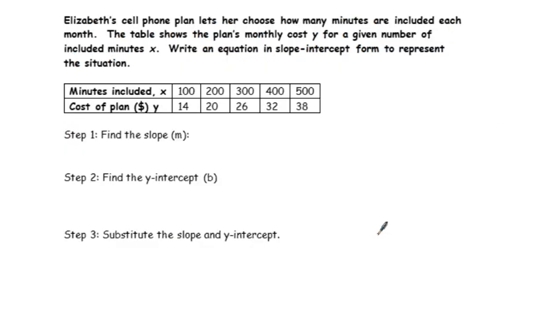All right, so Elizabeth's cell phone plan lets her choose how many minutes are included each month. The table shows the plan's monthly cost, y, for every given number of included minutes, x. Write an equation in slope-intercept form to represent the situation. So the first step they tell us to do here, and this is really a great order, is to find the slope. So I really like to find the slope just by finding the difference.